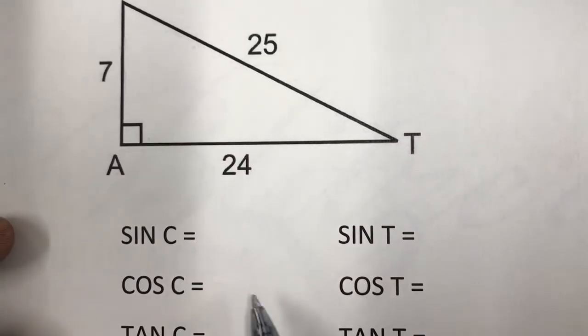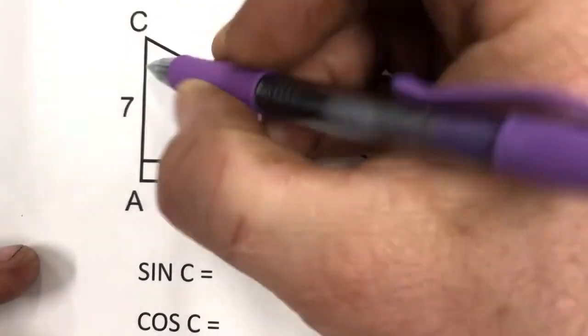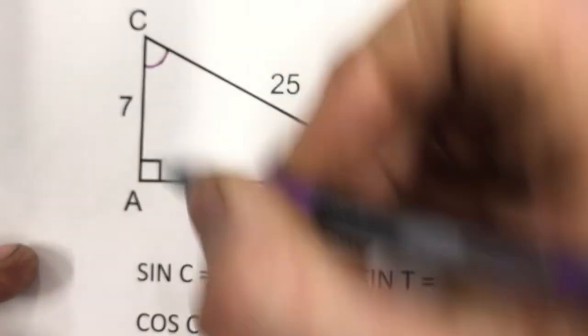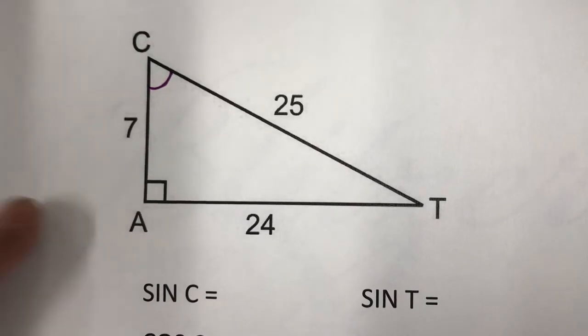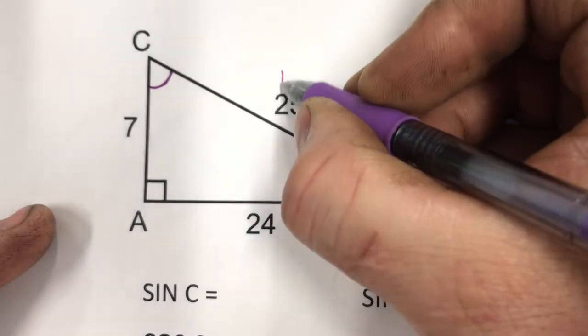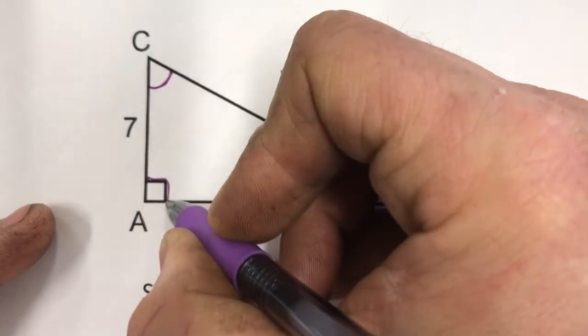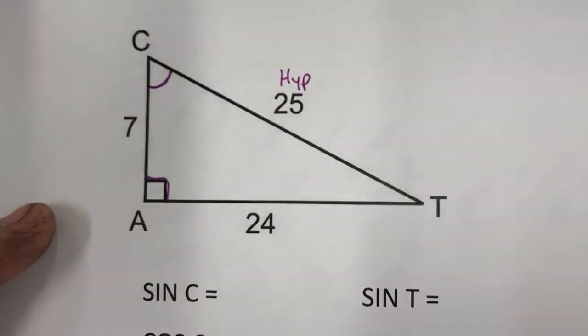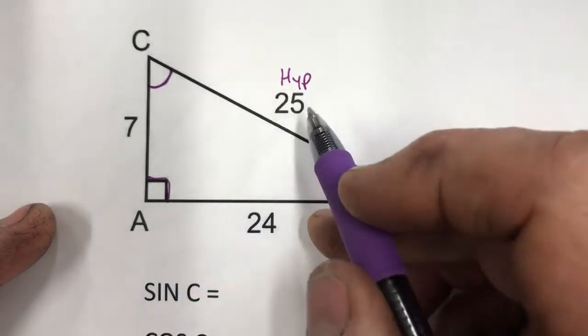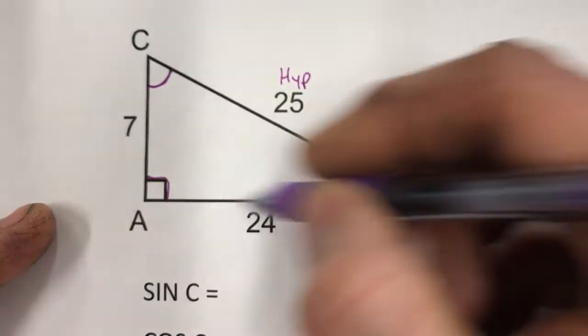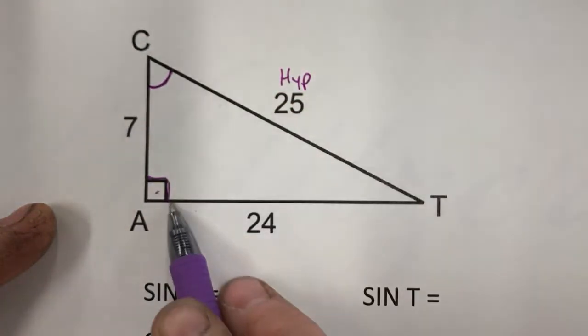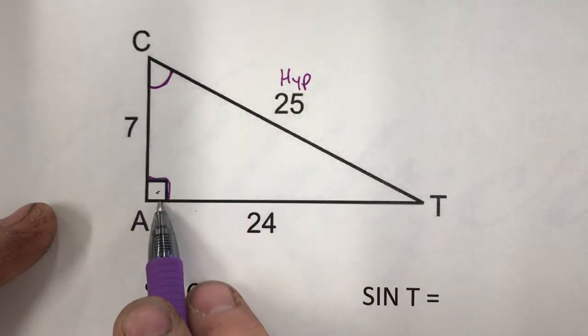All right, what is sine of C? Here's C, angle C up here. Well, we've got to label our sides. So automatically, this is the hypotenuse over here. See, there's the right angle. The hypotenuse does not touch the angle, so that's a hypotenuse. These are my two legs. The two legs form the right angle.